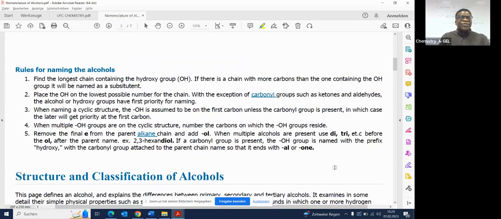Now we're gonna have a look at rules for naming the alcohols. Remember, structures at the moment and nomenclature. Number one, find the longest chain containing the hydroxy group, okay? The longest. Don't forget, remember when we did isomers or isomerism, we talked about the longest chain, okay? Now, in this case, the longest chain you've identified should contain the main functional group of alcohols, which is the OH or the hydroxy group.